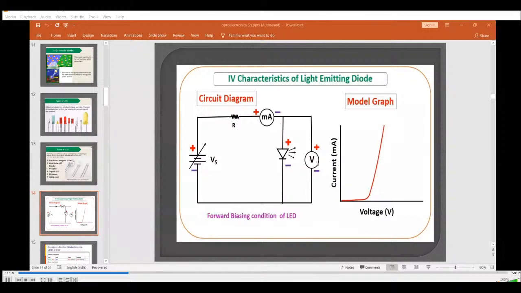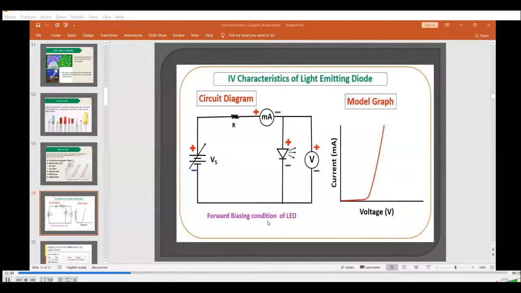This is the same circuit diagram we used in the lab also. Clear? An LED works only in the forward biased condition. It might work with reverse bias also, but the output is very, very low.